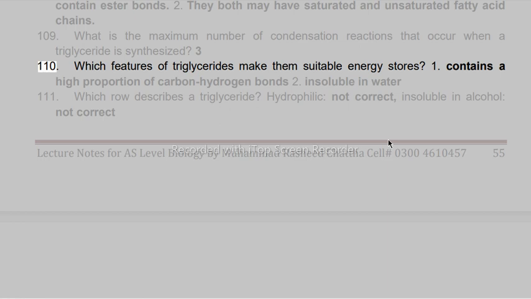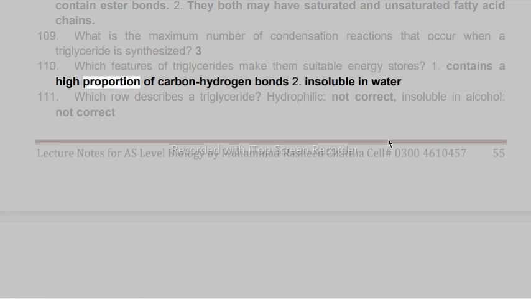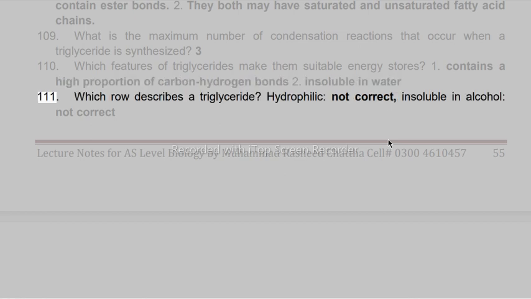110. Which features of triglycerides make them suitable energy stores? 1. Contains a high proportion of carbon-hydrogen bonds. 2. Insoluble in water. 111. Which row describes a triglyceride? Hydrophilic, not correct. Insoluble in alcohol, not correct.